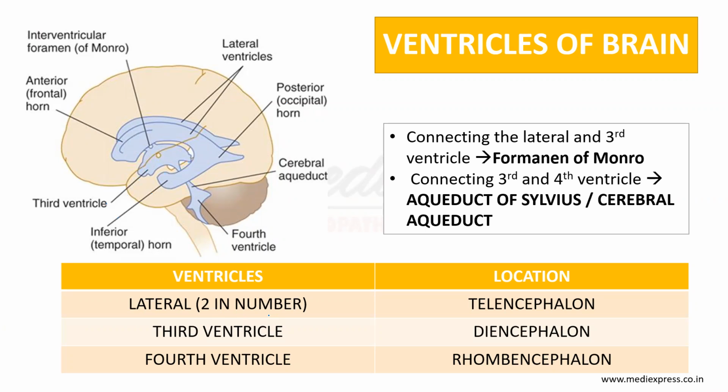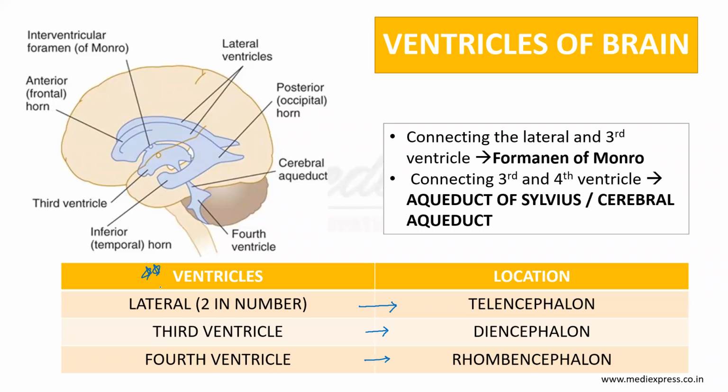There are two lateral ventricles, one third ventricle, and one fourth ventricle. And the location of these ventricles is important. This has come in a few examinations. The two lateral ventricles are located in the telencephalon, the third ventricle in the diencephalon, and the fourth ventricle in the rhombencephalon. This is very, very important. You have to remember.